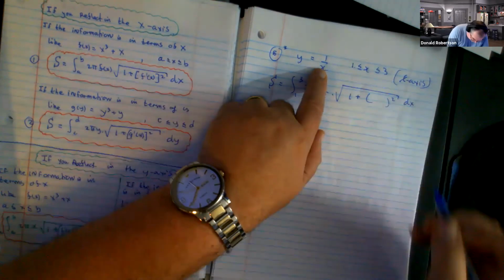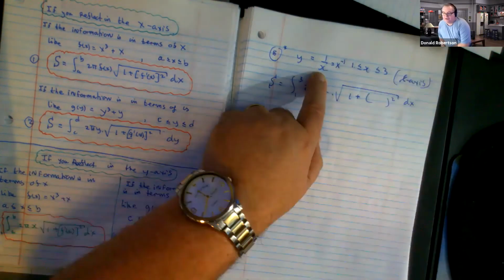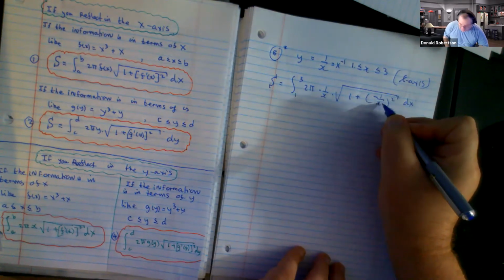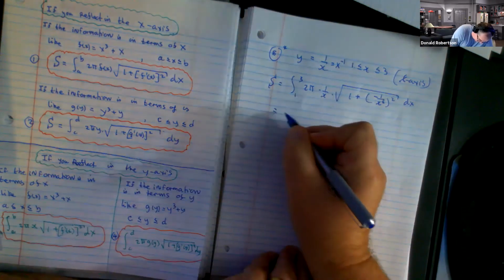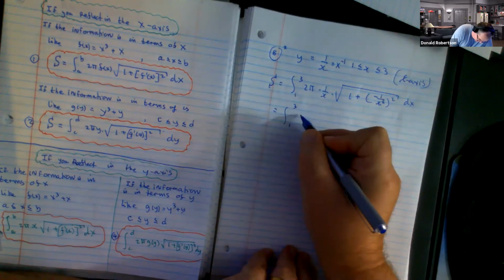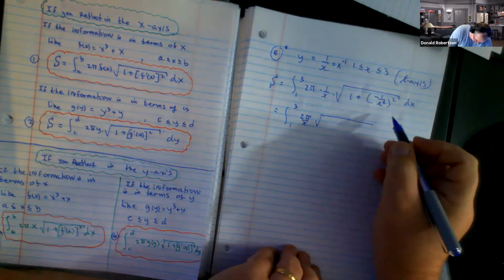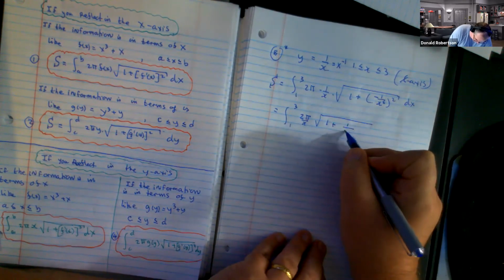Okay, if I want to differentiate this guy, I think it would be helpful to write it as x to the -1. And if they do that, can you trust me, its derivative eventually is -1 over x squared. So far, so good? This becomes 1 plus 1 over x to the 4.